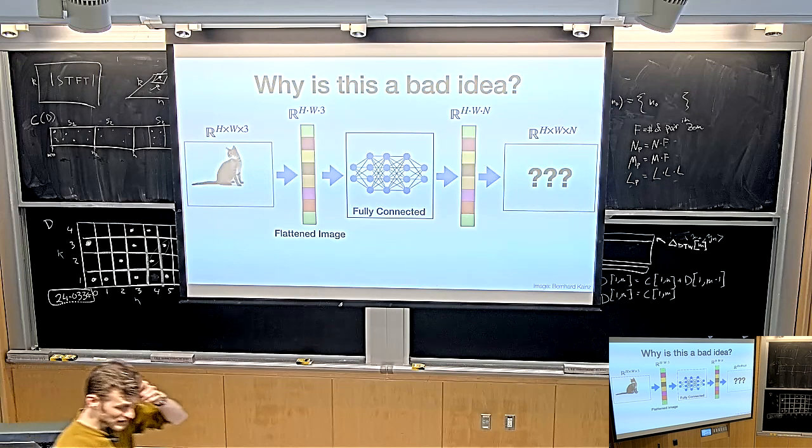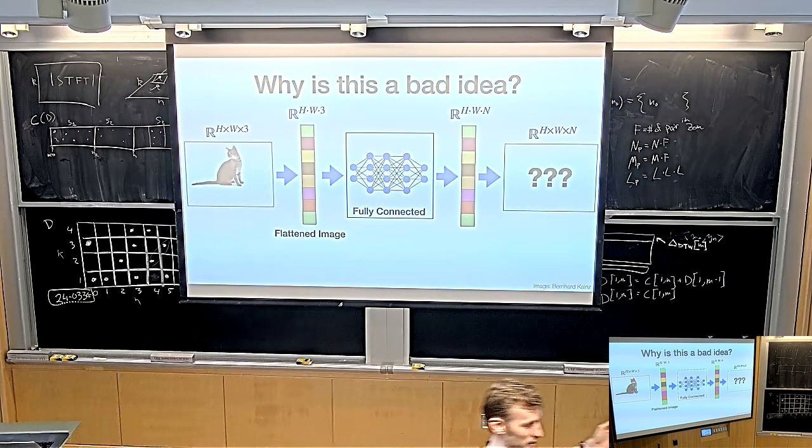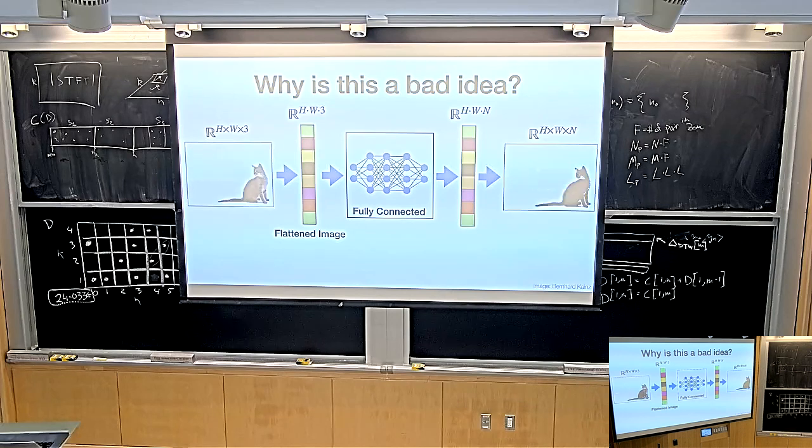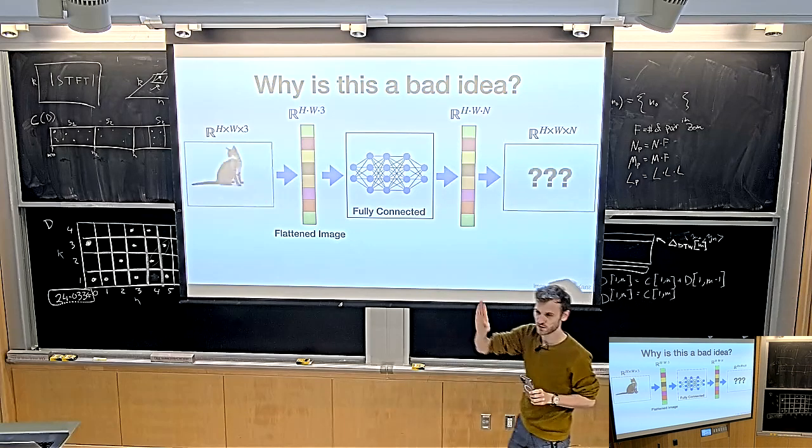Okay, so here's a specific example of why this fully connected neural network is a bad idea, and why you should absolutely not do that if you want to process images. What happens to the output of the fully connected neural network when you take the cat and you shift it?